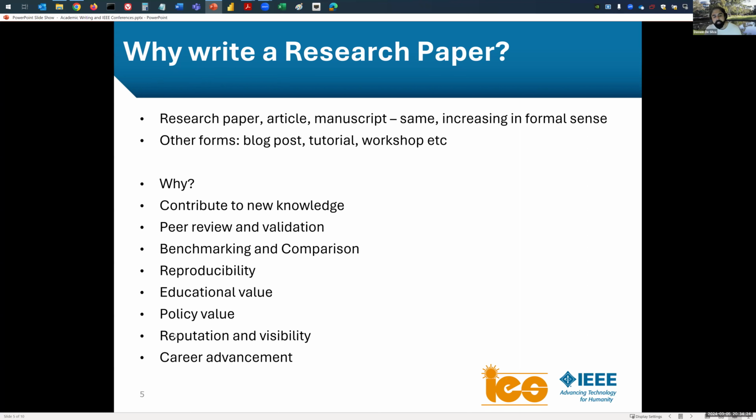And then more personally, it adds to your reputation. If you are a budding master's or PhD student, or potential PhD student, in your PhD application, you can list the research papers you've written and the number of citations and maybe some of the review comments. And also, if you are a PhD student, it adds to your reputation, your CV. The larger the number of research papers, conference or journal, the better it is for your reputation and career advancement, for any other academic as well.